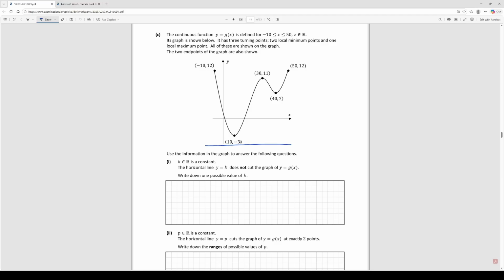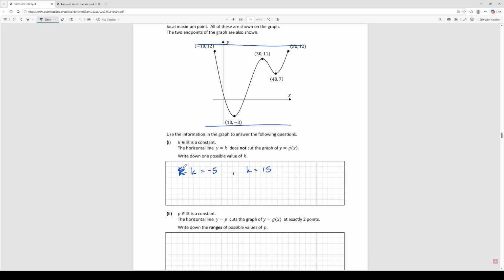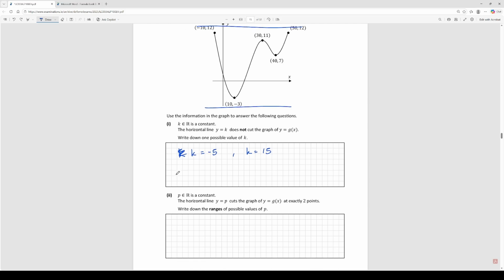Well, we could have it down here, or we could have it up here. So as long as k is smaller than minus 3, let's say k is equal to minus 5. Or what we could also have done is k is bigger than 12, because k would have to be at a y value that's above the 12. Anywhere in between minus 3 and 12, you draw a horizontal line across here and hit it at least once. So yeah, I wrote down 2, so I don't know if I lose marks for that.